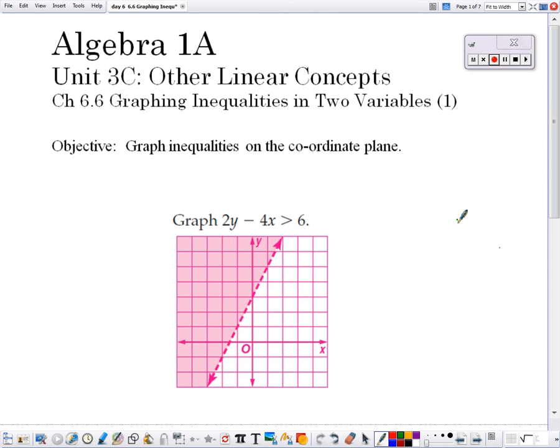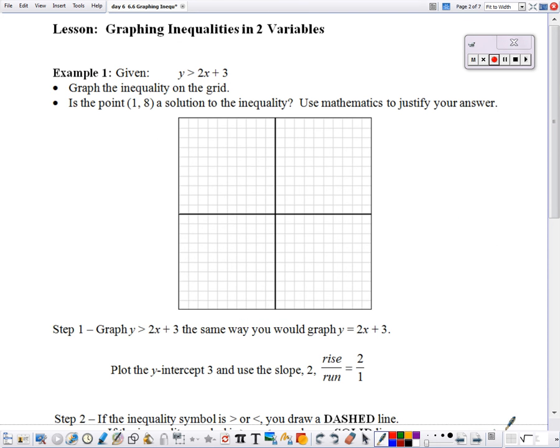Okay, you should all have a packet with this as the cover on the front. We are going to learn today how to graph this equation with an inequality. Notice it's not an equal sign. So everyone open up to the first page. At the bottom, these are the steps to walk us through how to do this example.